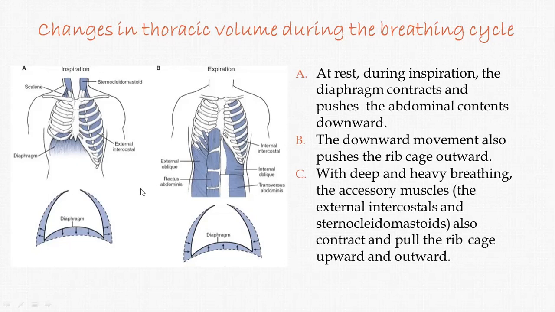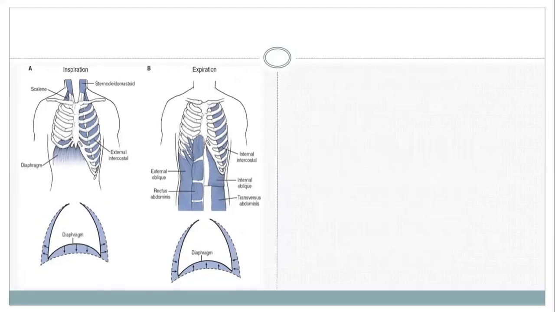This occurs in the resting condition, but if you require deep and heavy breathing, the accessory muscles also will contribute, like the external intercostals and sternocleidomastoid. Basically, what these accessory muscles do is try to increase the size of the rib cage more. They will try to pull the rib cage upwards and outwards so that the transverse diameter also will be increased along with the anteroposterior diameter, and thus help in the process of ventilation.